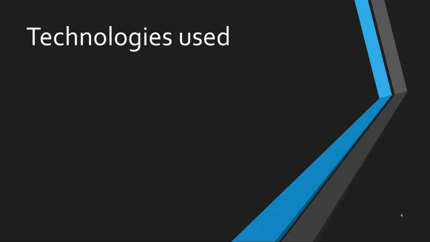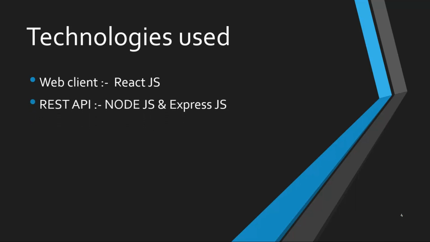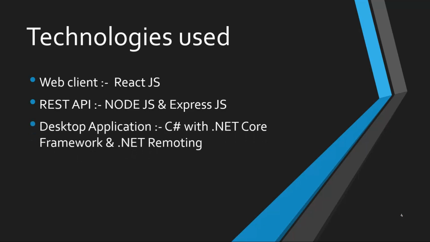So let's see what technologies we used in this project. We will be having a web application, so the front end is developed using React.js. The REST API is developed using Node.js and Express.js. The desktop application is developed using C# with the .NET Core framework and .NET Remoting.